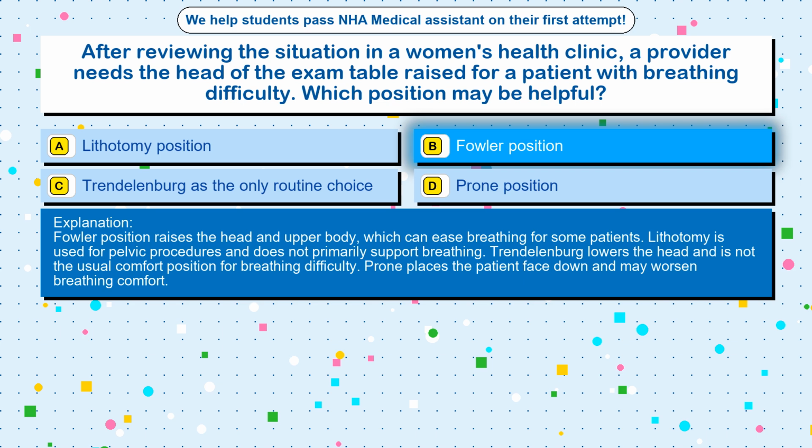Lithotomy is used for pelvic procedures and does not primarily support breathing. Trendelenburg lowers the head and is not the usual comfort position for breathing difficulty. Prone places the patient face down and may worsen breathing comfort.